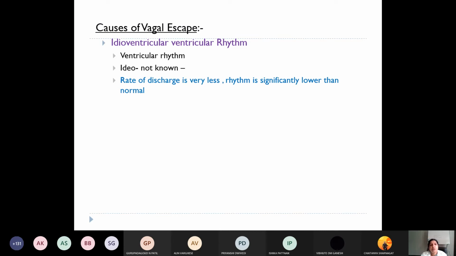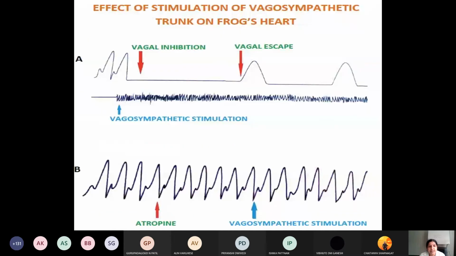Then what are the causes of vagal escape? First and foremost, what is the pattern of this contraction that we see here? After vagal escape, what is the pattern of the cardiogram we get? This is called idioventricular rhythm, right? Idio, like the word idiopathic, if you remember, means the cause is not known, right?